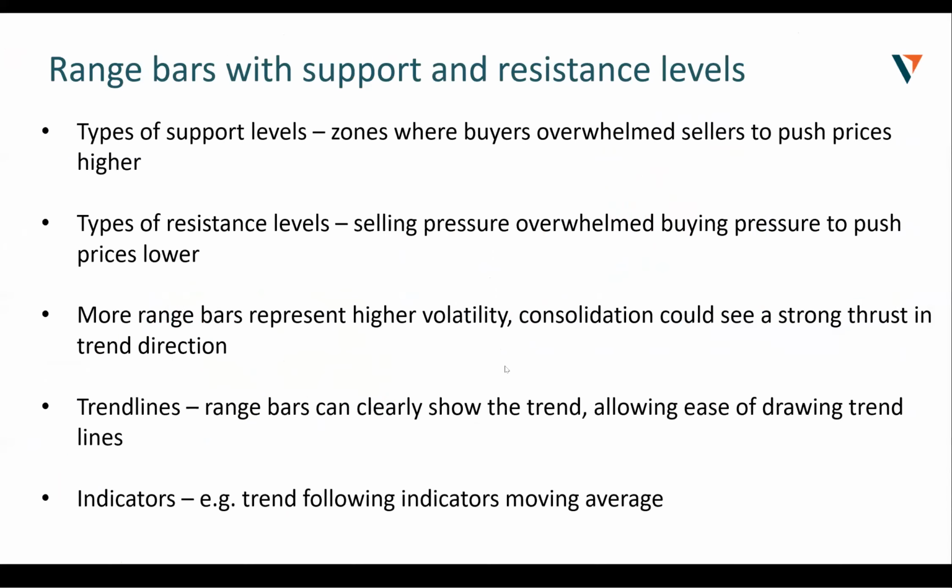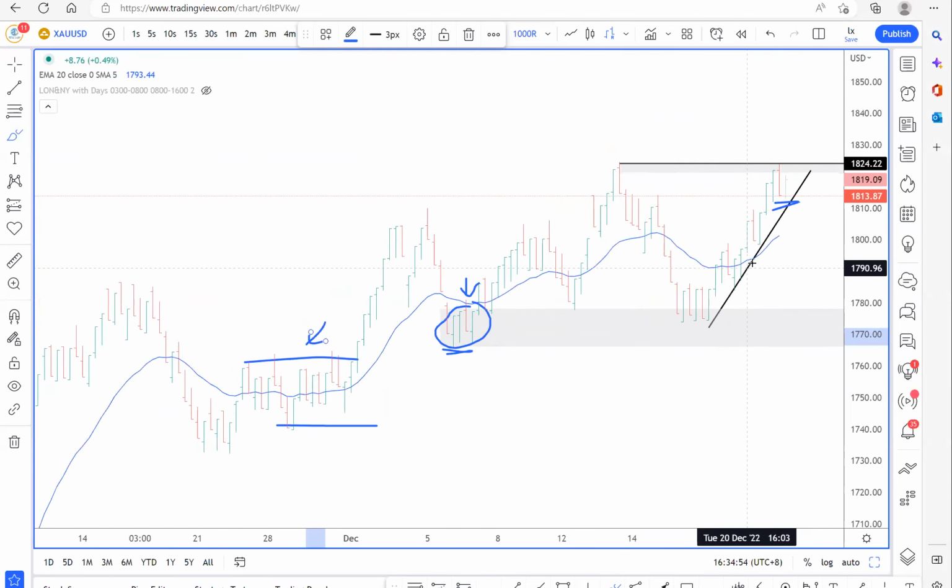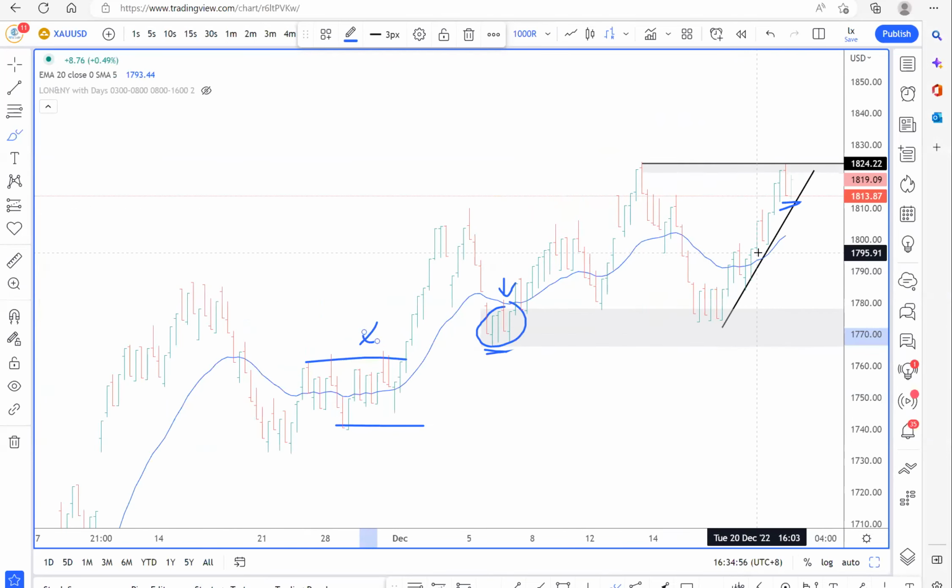The range bars represent different volatility. So you can see usually when price consolidates, we see a strong thrust in the trend direction. We talk about trend lines as well, and how trend lines and range bars can clearly show the trend. So in this example we saw earlier, you can see here, because the range bars are based on a specified price range. For example, like 100 pips or 10 pips.